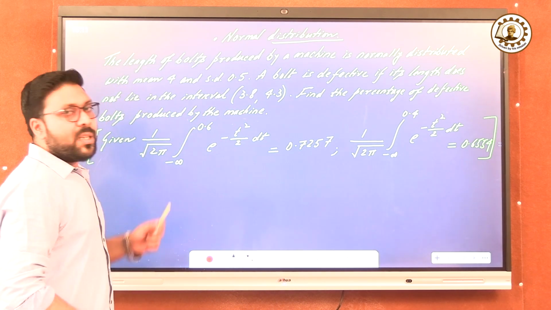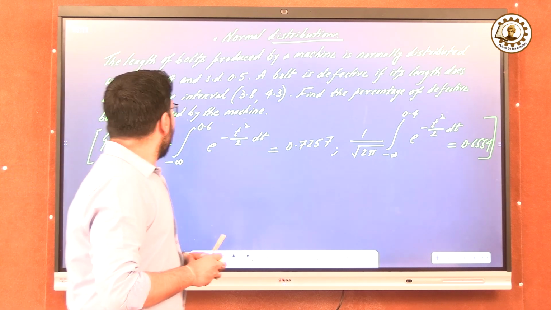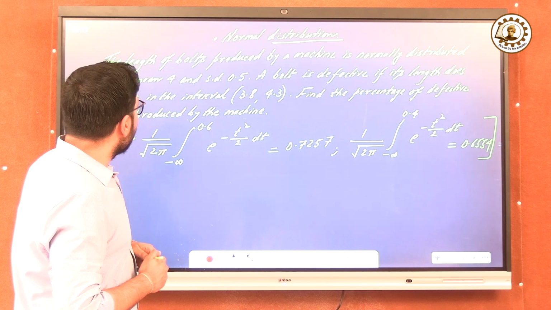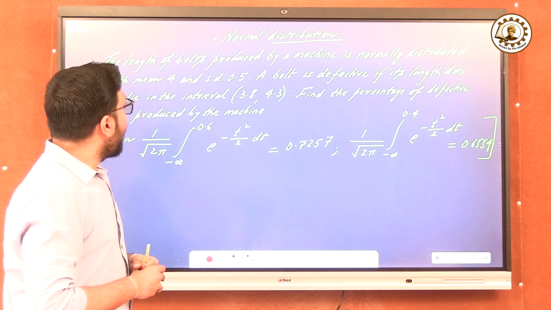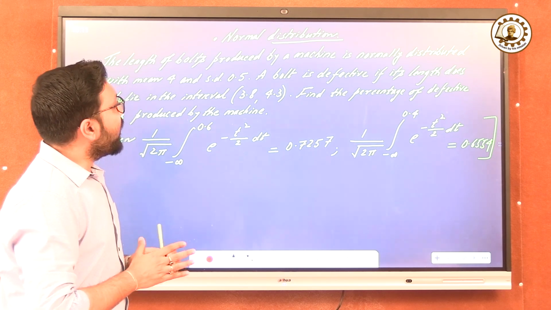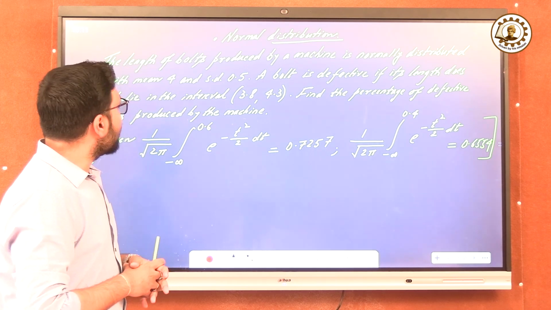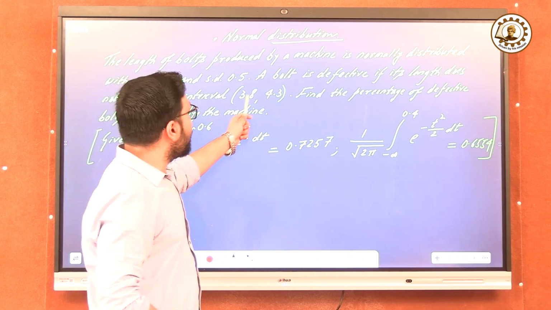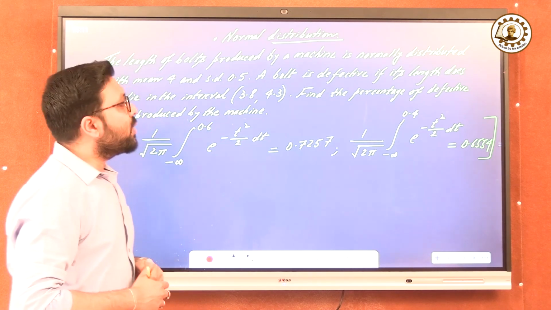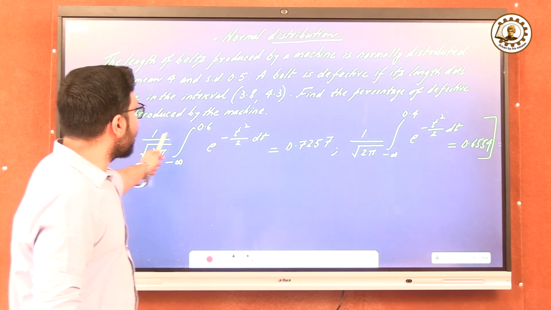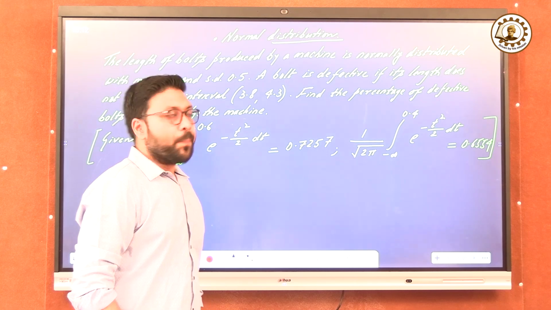See, I have taken here one question. The length of bolts produced by a machine is normally distributed with mean 4 and standard deviation 0.5. A bolt is defective if its length does not lie in the interval. This is an open interval which is 3.8 and 4.3. An open interval has been given here. Find the percentage of defective bolts produced by the machine.